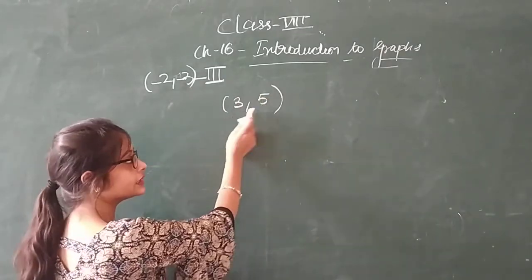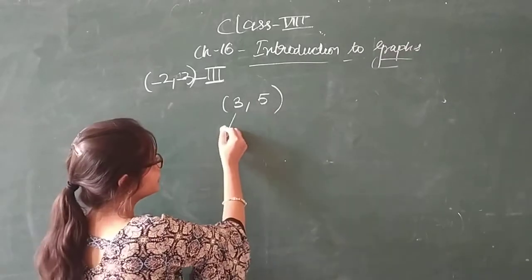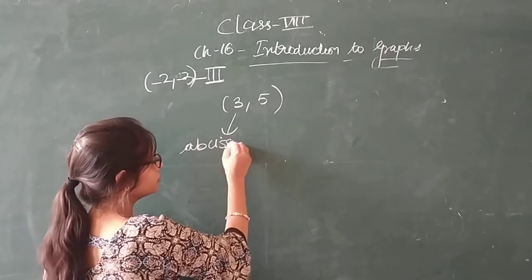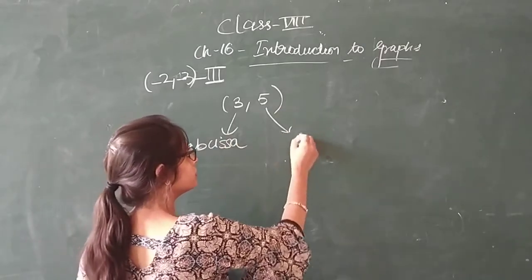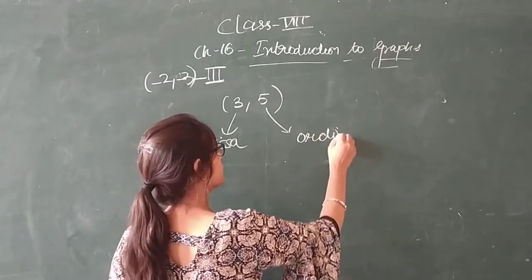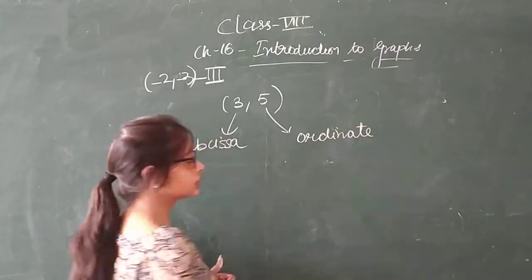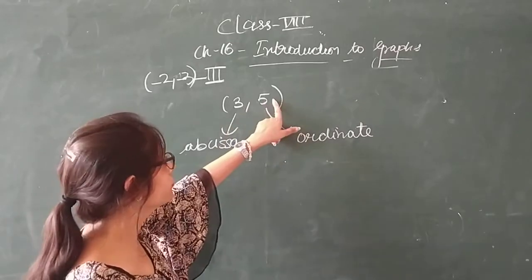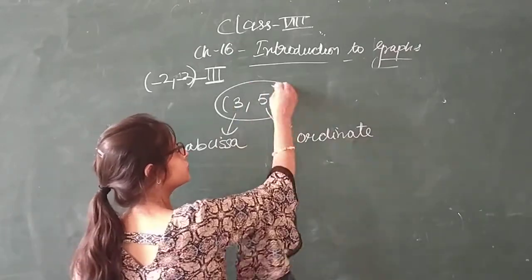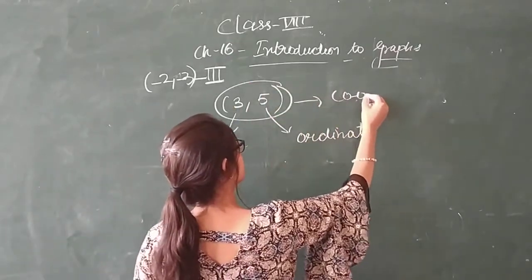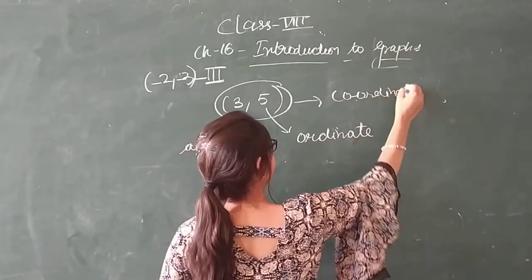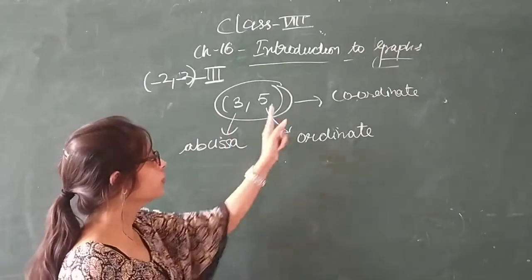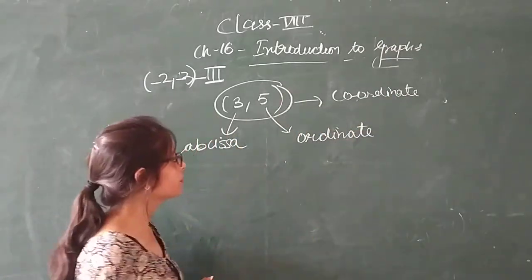This is the value of x and this is the value of y. The value of x is called the abscissa and the value of y is called the ordinate. Clear beta? This is the name given to the value of x and the value of y. And this whole point is called the coordinate. This we have already discussed. This is abscissa, this is ordinate, and the whole point is called the coordinate.